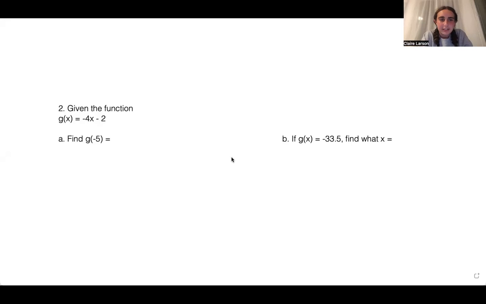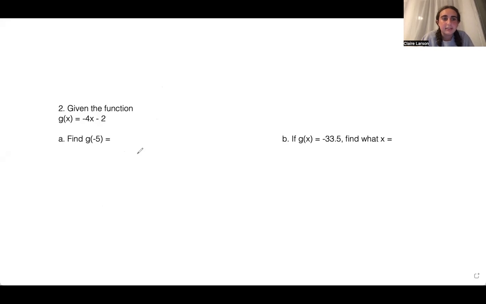So for our next practice problem, you're welcome to give it a try on your own if you feel ready. But if not, totally cool, we can do it together. So first of all, let's read the question. Given the function g of x equals negative 4x minus 2, a, find g of negative 5.